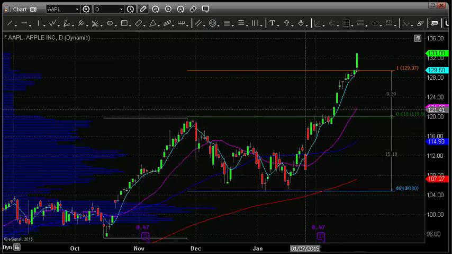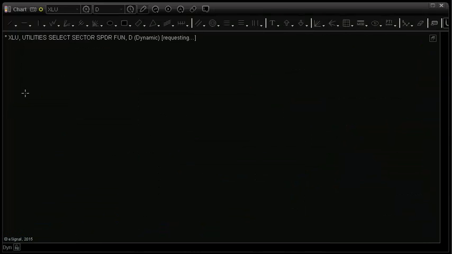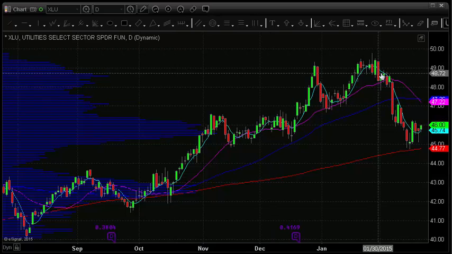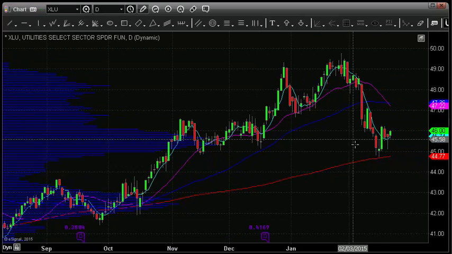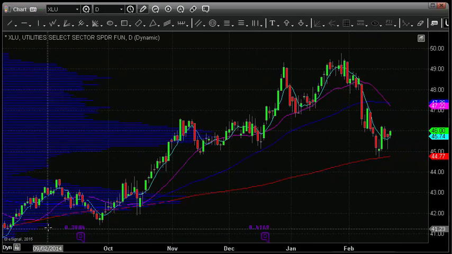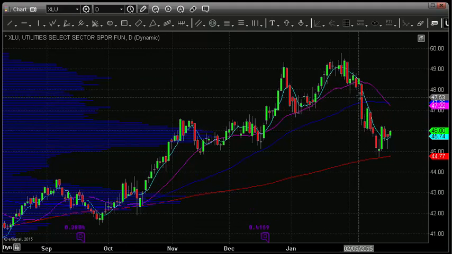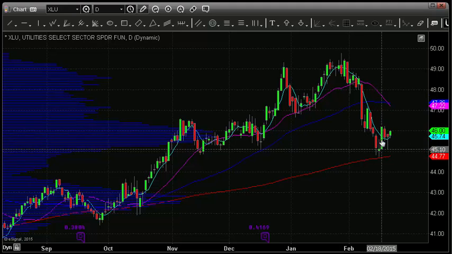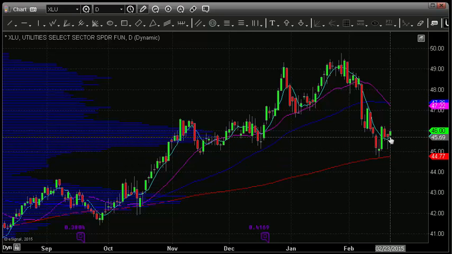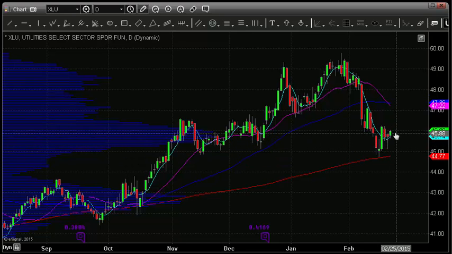So if we take a look at some defensive plays here, utilities usually act as a defensive play. Utilities have been pulling back. They came all the way down to the 150-day moving average, which has acted as support many times in the past. It's been trading under this 5-day moving average, which is this light blue line here. We had a nice strong close above it. It pulled back to it. It dipped below it the previous session, and then we saw it have a strong rally back, and now we closed firmly above that little bit of a reversal candle.